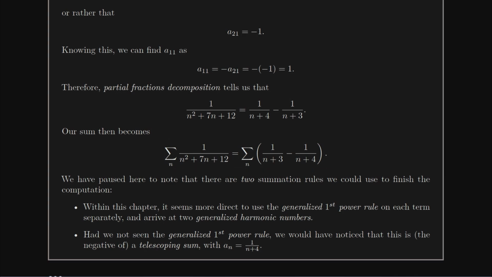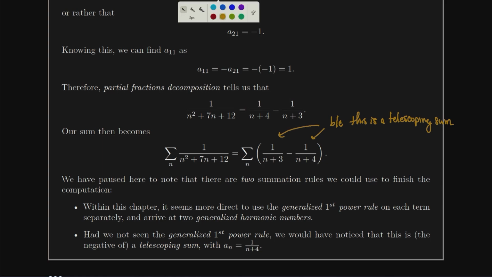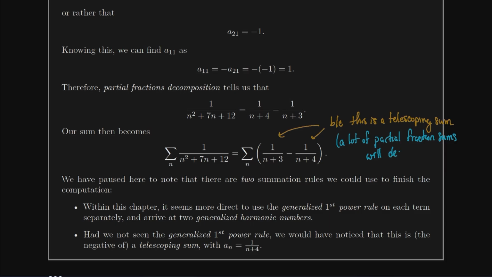And then I want to bring up that while we could immediately use the generalized harmonic numbers to solve this sum, we could also be a little bit more clever. A few days ago, if you didn't know about the generalized harmonic numbers, you would still be able to sum this, and I know you would be able to sum it because this is a telescoping sum. So let this be just a little bit of a note that a lot of partial fraction sums will decompose into telescoping sums. I'm just going to write that down here in parentheses. A lot of partial fraction sums will decompose into telescoping sums.